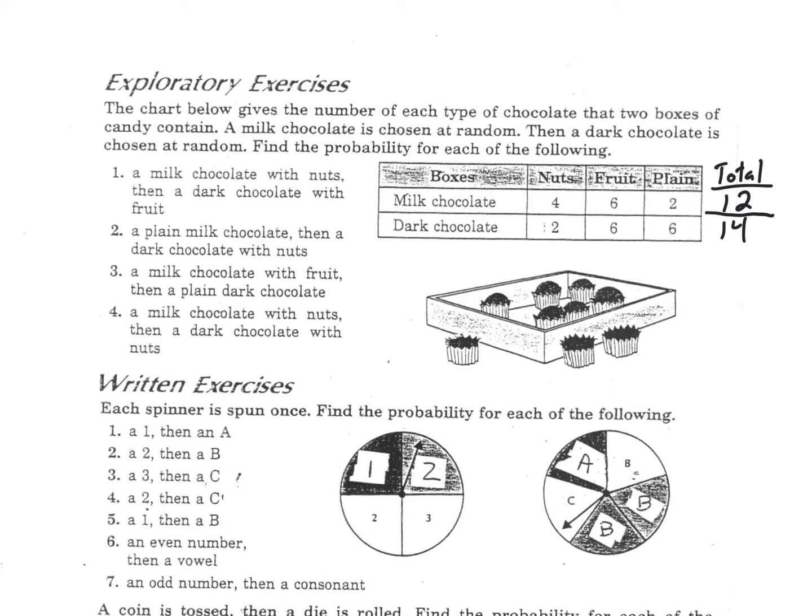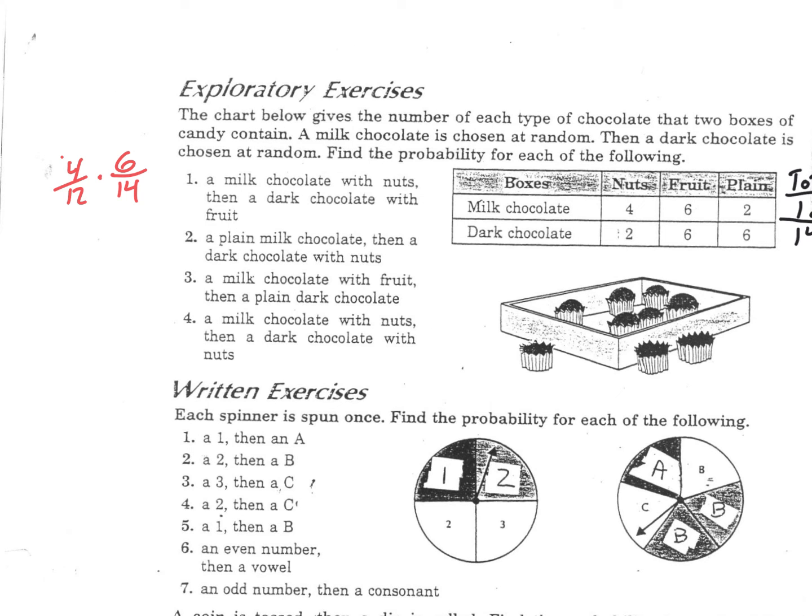And so I will do milk chocolate with nuts. I need a little more room there, so I got 4/12 times 6/14. I like that 6 goes into 6 once and into 12 twice. 4 and 14 are both divisible by 2, and I get 2 and 7.